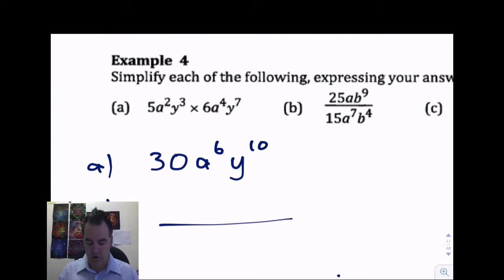5 goes into 25, 5 times. 5 goes into 15, 3 times. So we can simplify the numbers like that. A divided by a to the 7, what I would do is subtract the powers.